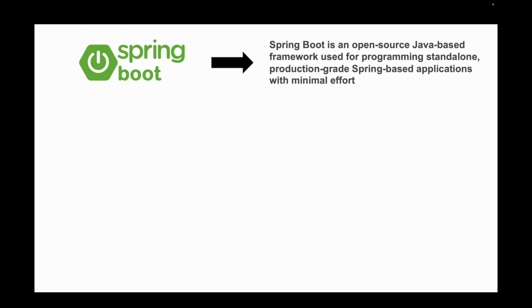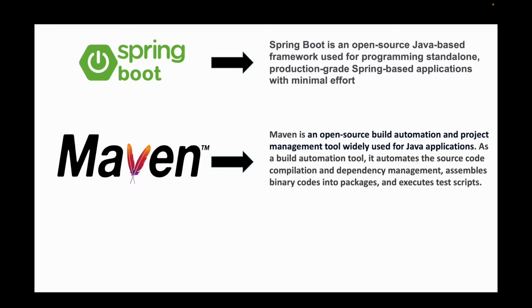So what are the tools that we will be using? We'll be using Spring Boot, which is an open source Java-based framework, which can be used for developing standalone production grade Spring-based applications with very minimal effort. Then we'll also use Maven, which is an open source build tool. So we can use this to compile our code and create deployable packages. As a build automation tool, this basically automates the source code compilation, dependency management, and also assembles your binary codes into packages and also executes the test scripts.